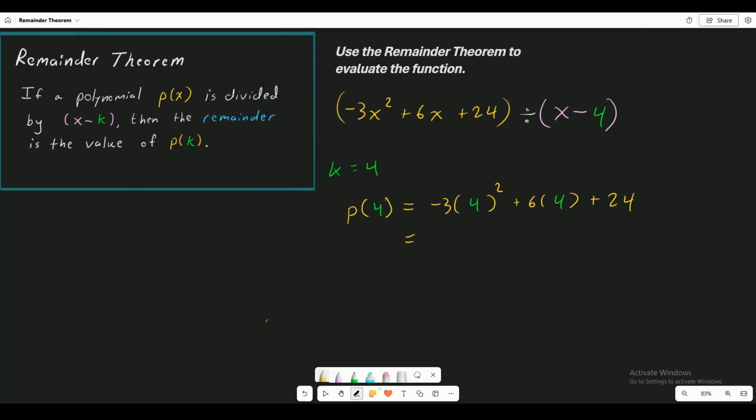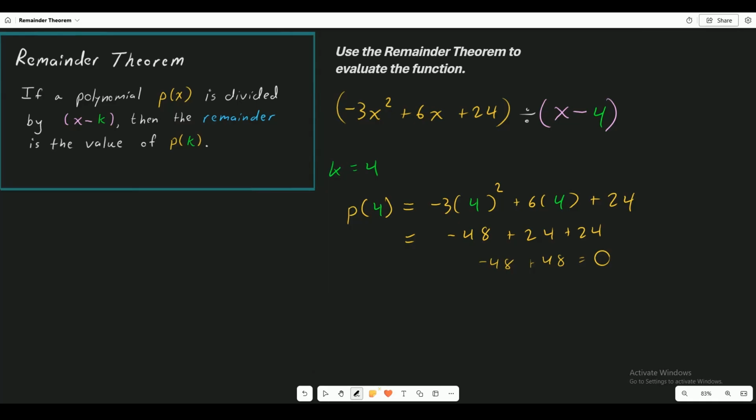4 squared is 16. 16 times negative 3 is negative 48. Plus 24 plus 24. Hey, wait a minute. Negative 48, and I know 24 plus 24 is 48, so that's 0. That means that x minus 4 is a factor of this polynomial because the remainder is 0.